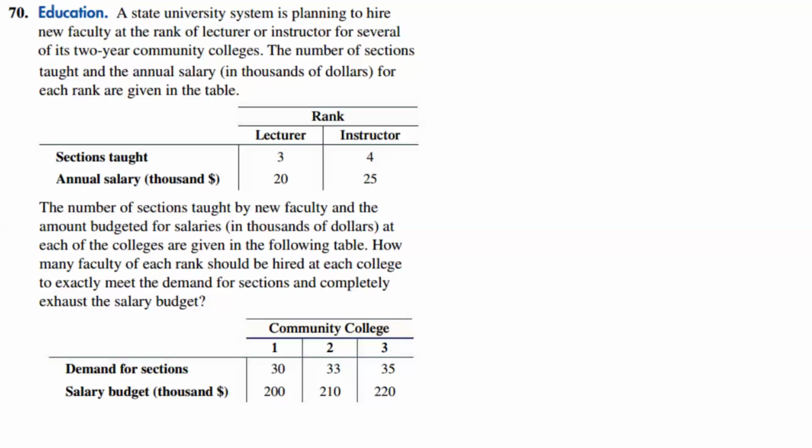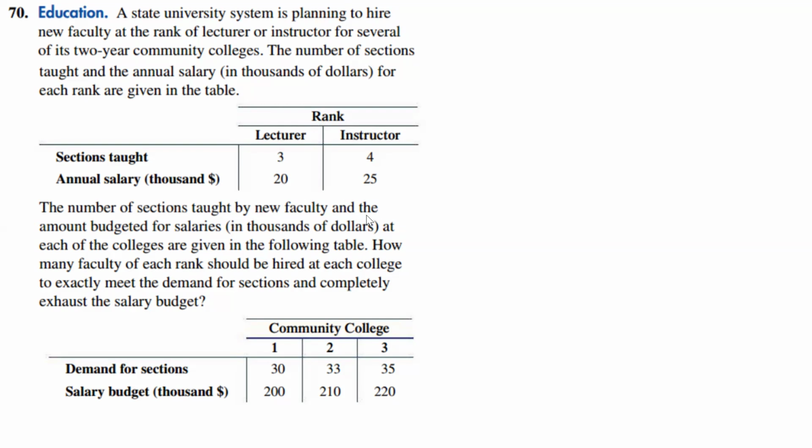All right. So here we have a state university, and it's planning to hire new faculty at the rank of lecturer or instructor for several of its two-year community colleges. Now, the number of sections taught and the annual salary in thousands of dollars for each rank are given below in the table. And so sections taught, annual salary, lecturer, instructor.